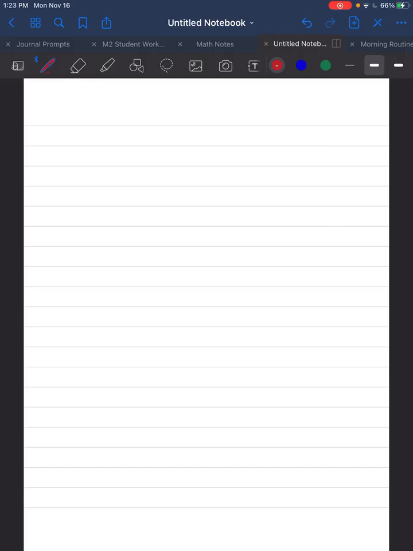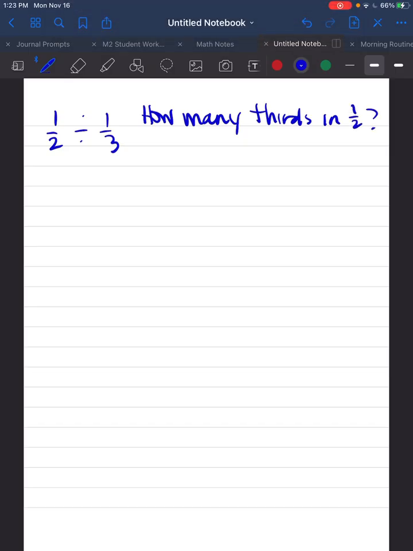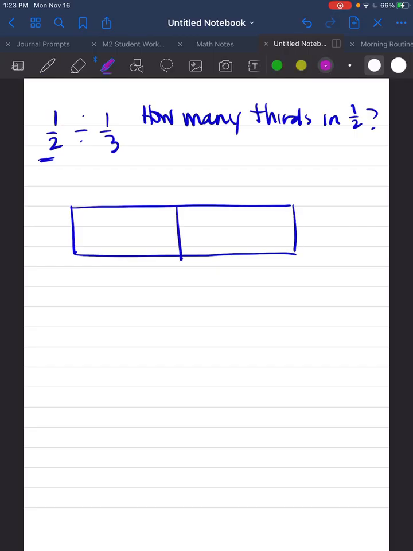I'm going to show you one more for drawing a model for dividing a fraction by a fraction. So let's say 1/2 divided by 1/3. What is this question asking? It's asking how many thirds in 1/2. That's what it's asking. So I'm going to draw my model of 1/2. Divide it into 2. I'm going to shade just 1/2.